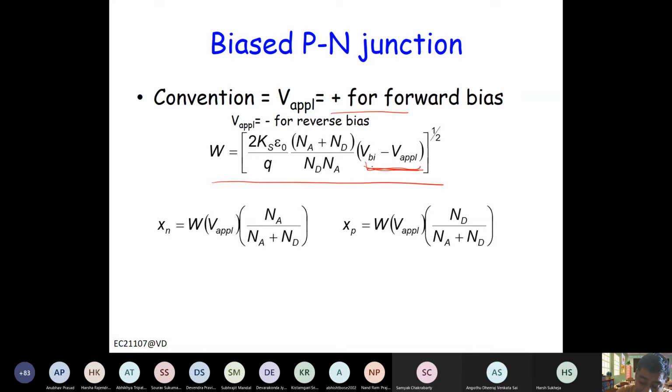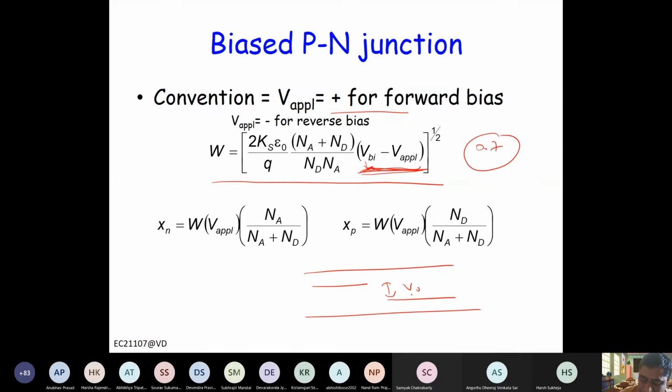Now you notice here, if V built-in is 0.7 or 0.8, what will happen when your V applied becomes 0.7 and crosses this value V built-in? See, when they are equal, it will be something like flat band, right? Let's say your V built-in is equal to V naught. So the Fermi level difference will be V naught, so they will become flat, right? Now this is N type, this is P type.